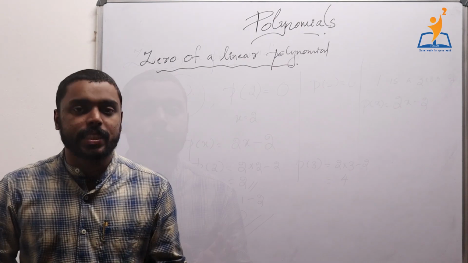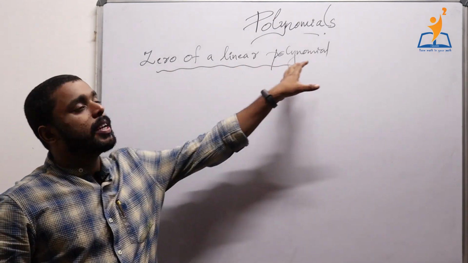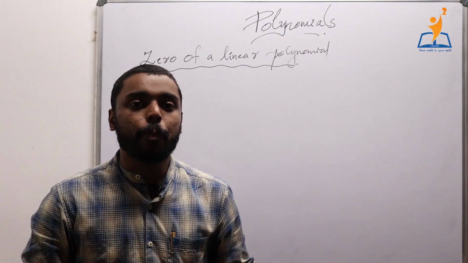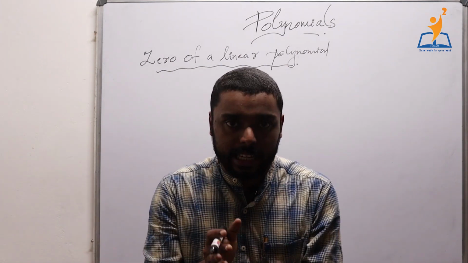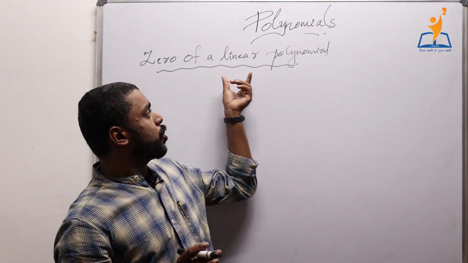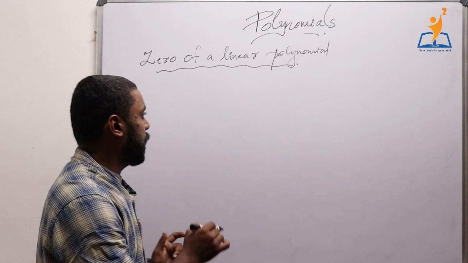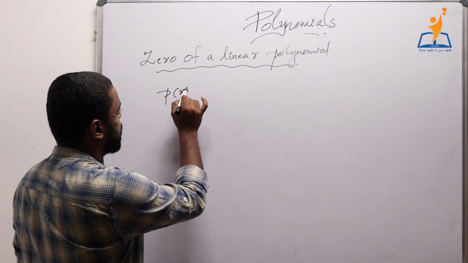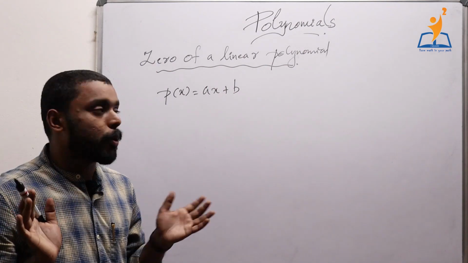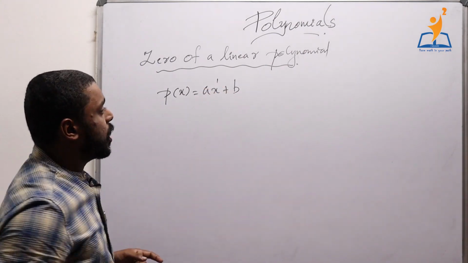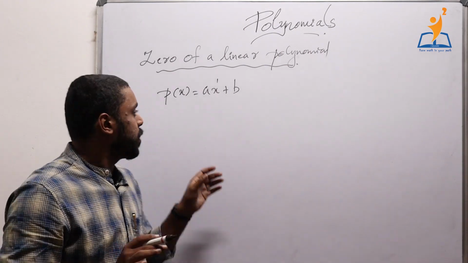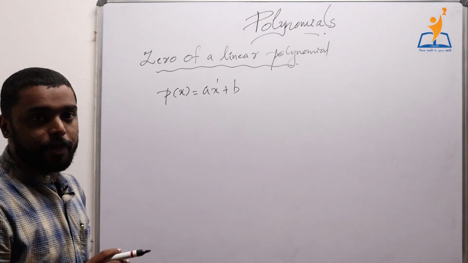Is it clear? So in this section, we are going to find the 0 of a linear polynomial. We know that a linear polynomial is a polynomial with degree 1, or the highest power of the variable equal to 1. So now we are in a position to find the 0 of a linear polynomial. Let p of x equal ax plus b, which is the general form of a linear polynomial. Since the power of x is 1 here, it is a first degree polynomial or a linear polynomial. It is clear, right? Now p of x is equal to this.